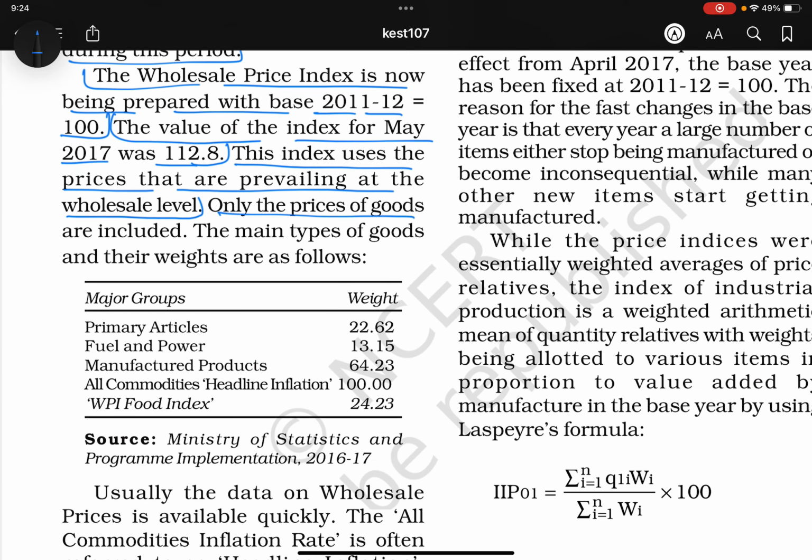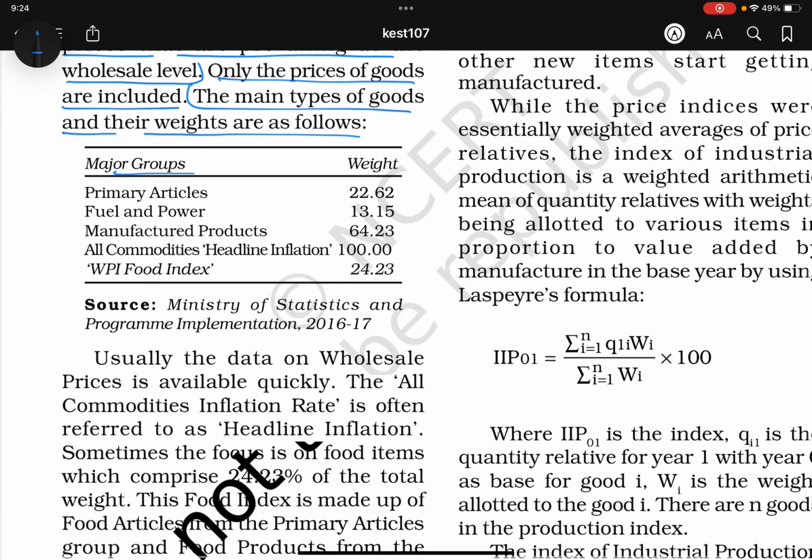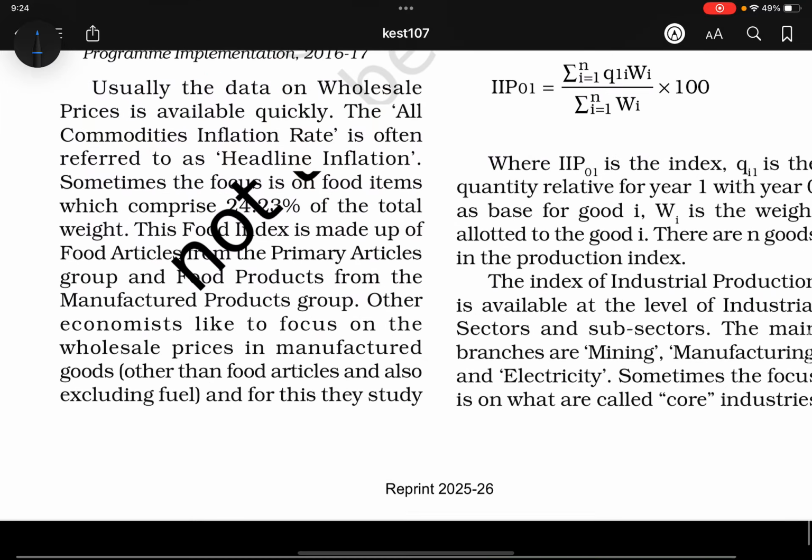This index uses the prices that are prevailing at the wholesale level. Only the prices of goods are included. The main types of goods and their weights are as follows. Major group total: WPI फूड इंडेक्स कितना बैठेगा? 24.23. प्राइमरी आर्टिकल्स 22.62, फ्यूल एंड पावर 13.15, मैन्युफैक्चर्ड प्रोडक्ट्स 64.8, ऑल कमोडिटीज हेडलाइन इन्फ्लेशन 100.